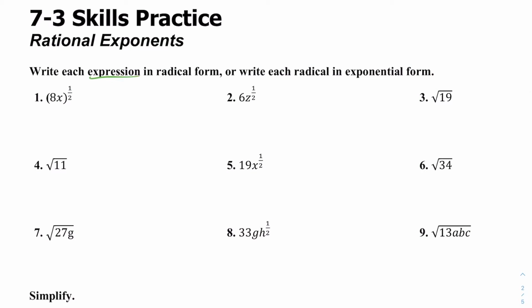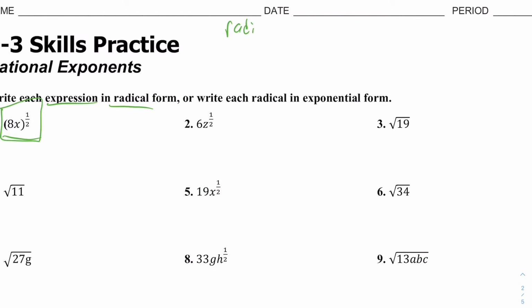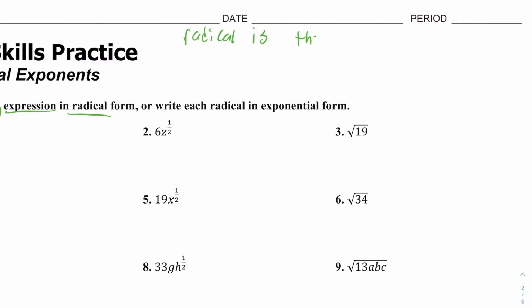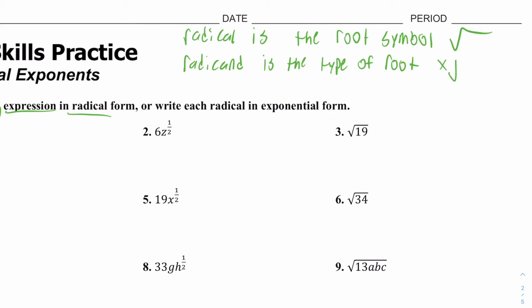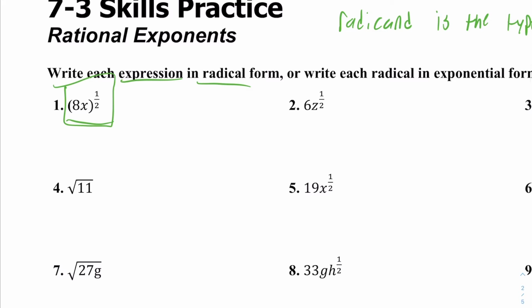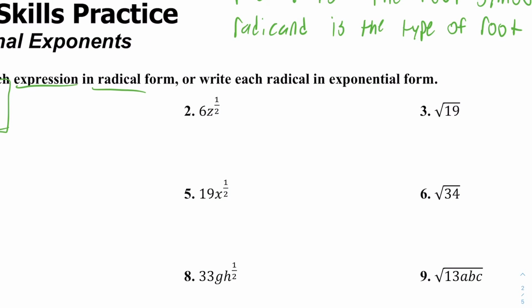Write each expression, which is this part, that's an expression, in radical form. Radical is a new word, and you need to write this word down. A radical is the root. It's the root symbol. There's another piece to know, and that's the radicand, which is the type of root. This number out here is the radicand. And then the number on the inside is going to be the base still. This is still the base. We are going to either change the numbers with the exponent into the radical form, or we're going to change the radical form back to using an exponent.